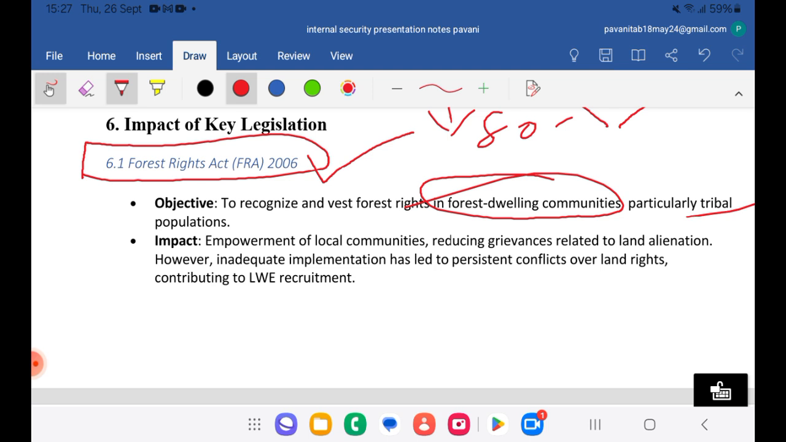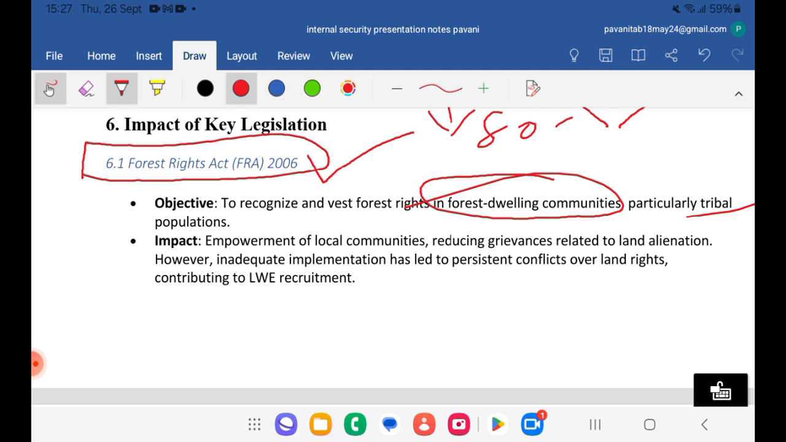So what was the impact? Empowerment of local communities, reducing grievances related to land alienation. However, inadequate implementation has led to persistent conflicts over land rights, contributing to LWE recruitment, right? So the policies are not properly implemented.